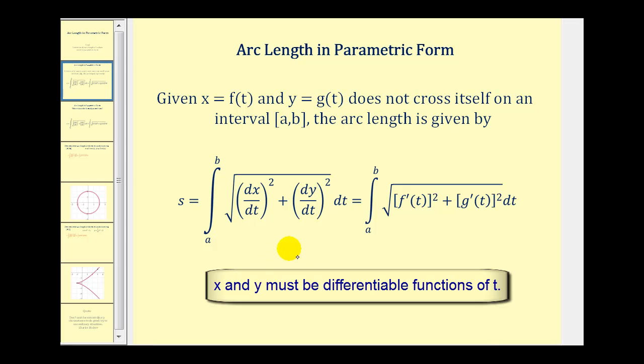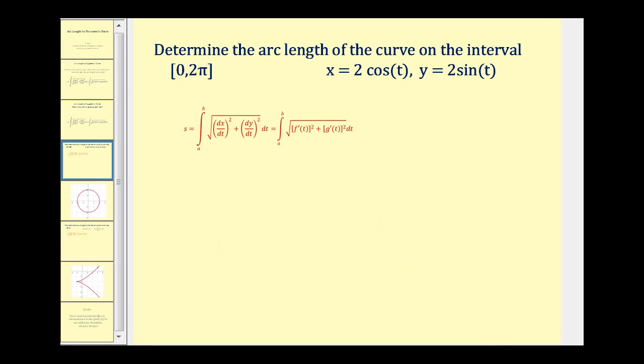Now we have talked about arc length before in rectangular form, and we can take the same formula for arc length in rectangular form and derive this formula, but we won't take the time to do that in this video. Let's go ahead and take a look at our first example.